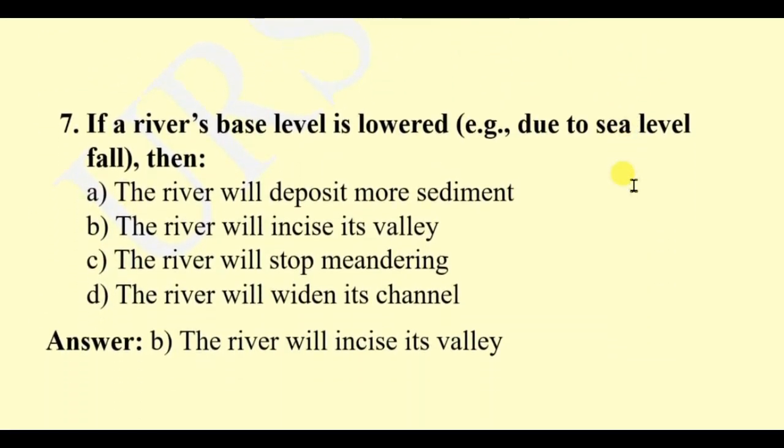If a river's base level is lowered due to sea level fall, then the river will deposit more sediment, the river will incise its valley, the river will stop meandering, or the river will widen its channel. Here the right answer will be the river will incise its valley, because when the base level is lowered, the gradient will be increased, which means the slope will be increased. If the slope increases, then the energy will increase. If the energy increases, then the river will incise or erode its bed.